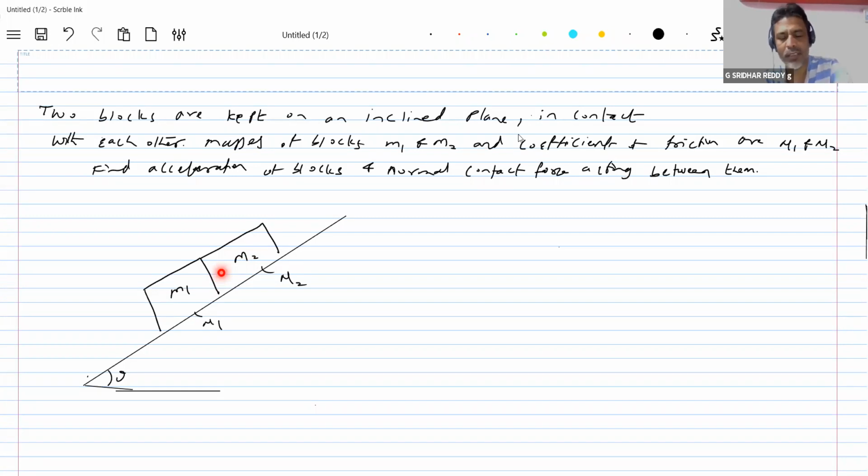So what we discussed here: shall we put a condition, tan theta greater than mu1 and mu2? Then only they can slide. Now we can talk about the acceleration. So let me write a basic condition: tan theta.